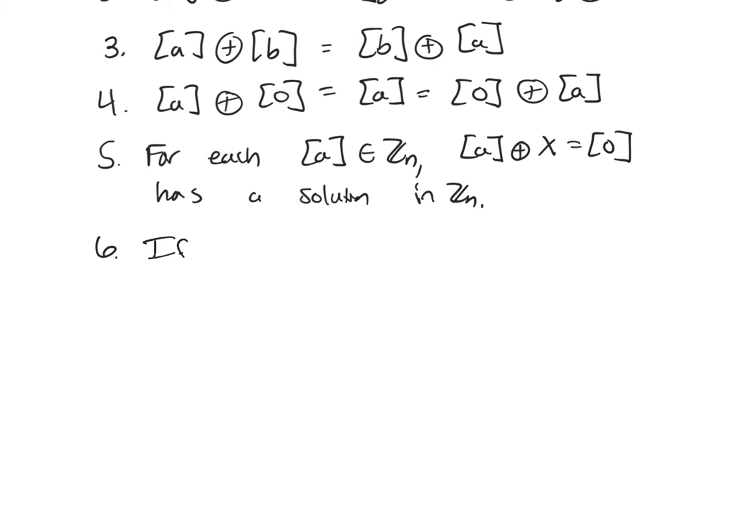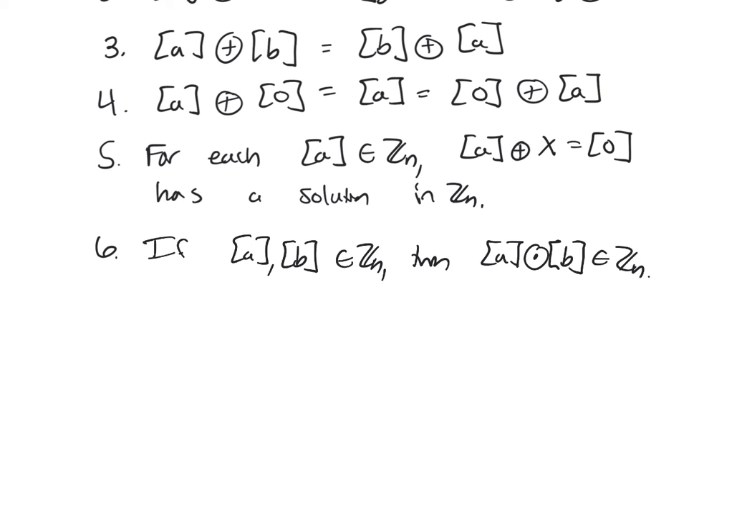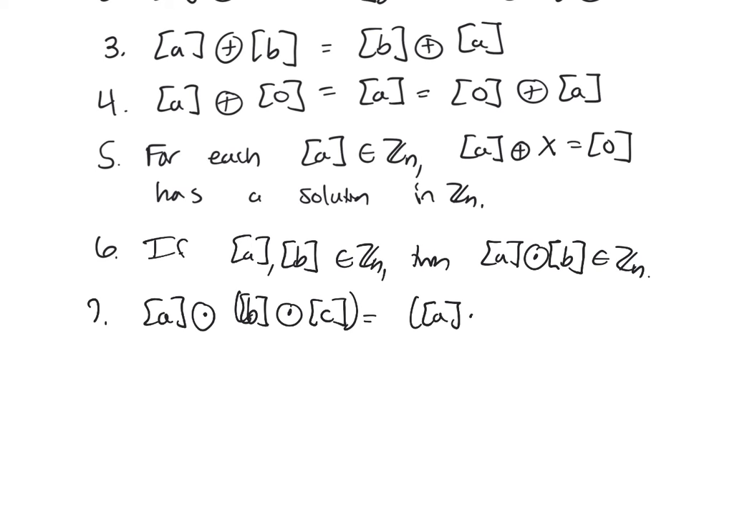So if A and B are in Zn, then their product, A times B, is in Zn. If I take A times B times C, it's the same thing as A times B, then times C.